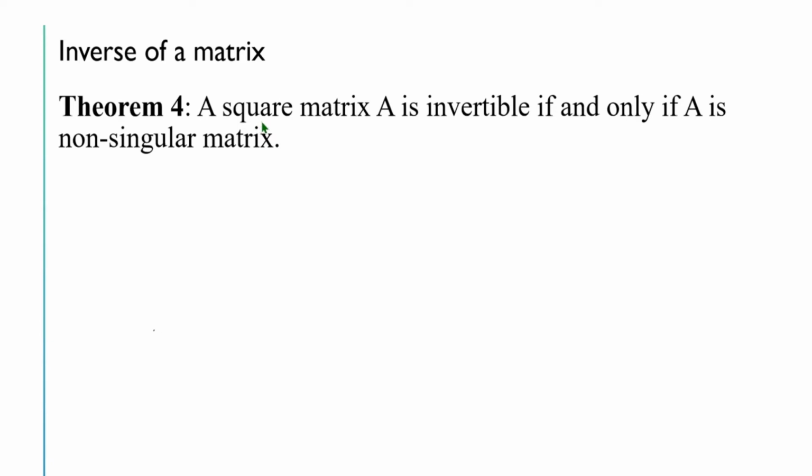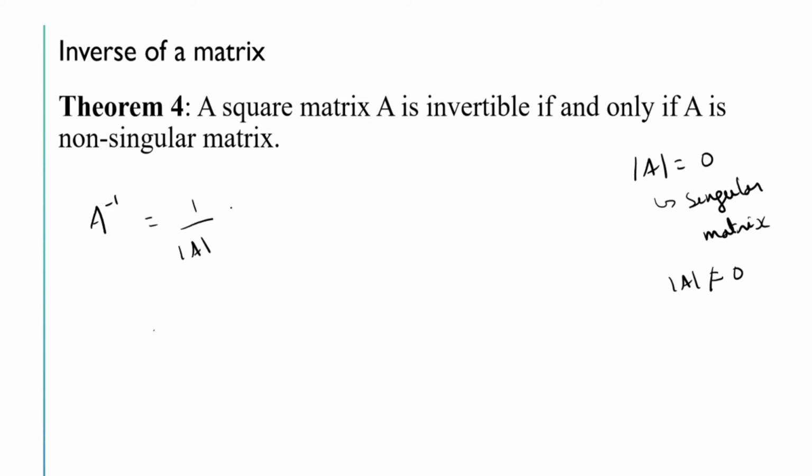So we call a square matrix A is invertible if and only if A is a non-singular matrix. That is, we call a matrix singular matrix if its determinant is equal to 0. If it is equal to 0, then we call A is a singular matrix. On the other hand, if determinant of A is not equal to 0, then we call it a non-singular matrix. So the inverse of a matrix is calculated as 1 by determinant of A into adjoint of the matrix A. How to calculate adjoint of matrix A? I have explained in my previous video itself.